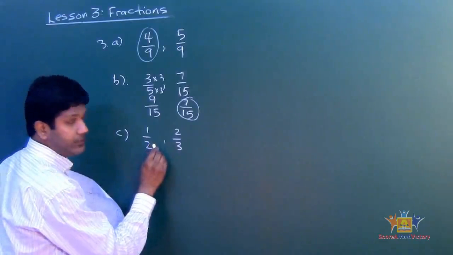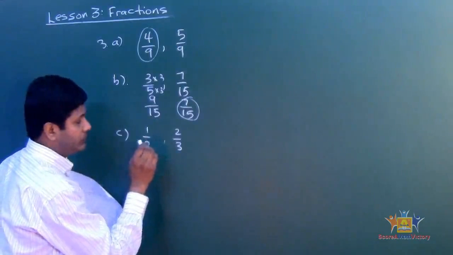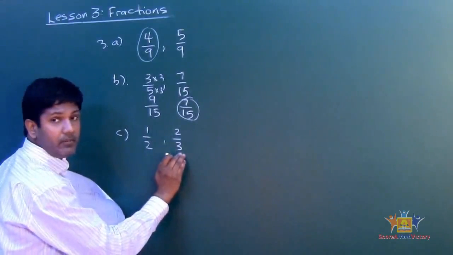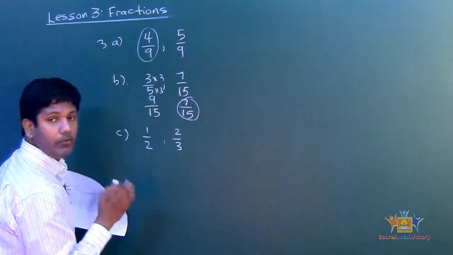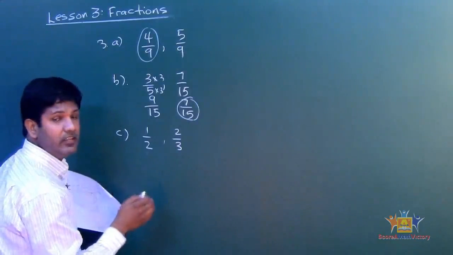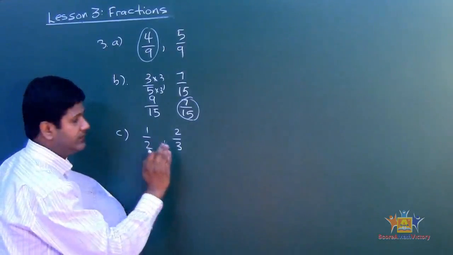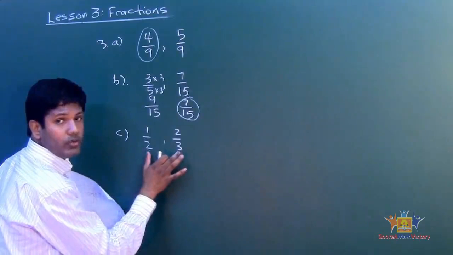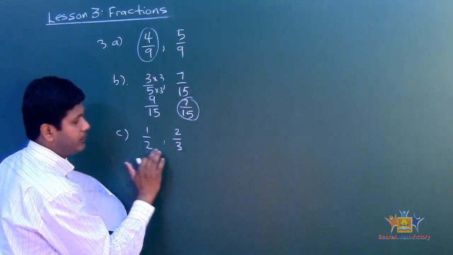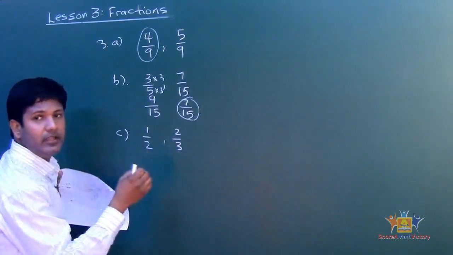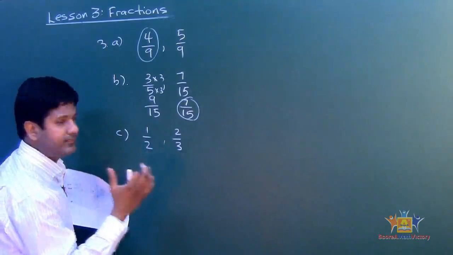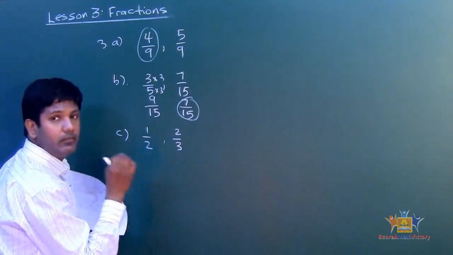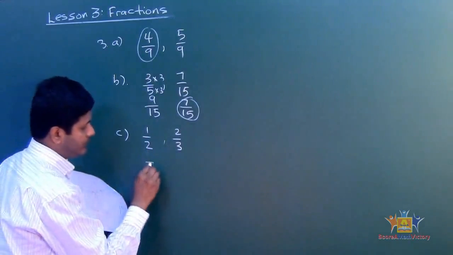Exactly, 6. How do I know 6? Because 6 can be divided by 2, and 6 can be divided by 3. So that would be the lowest, because one way of doing it is multiplying 2 by 3, which gives me 6. And think about it, is there anything smaller than 6 that 2 and 3 can divide into? No, 6 would be the right number. So we're going to put 6 over here.